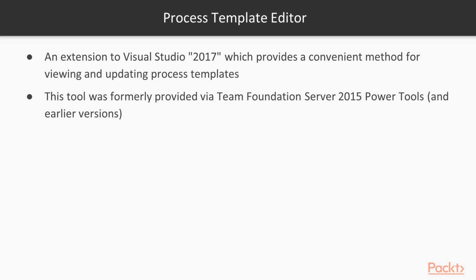Now this used to be part of the power tools in earlier versions of Team Foundation Server, but as of 2017, it's now downloadable from the marketplace and goes straight into your tools. So under tools, process editor, you can then change the work item types, or WITs, and you're able to open those WITs from the server or from a file location.